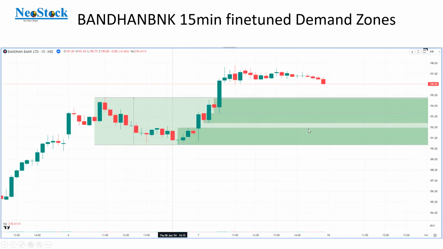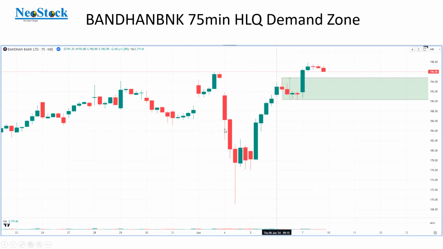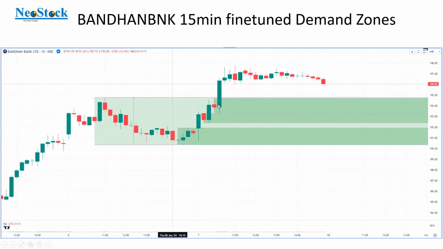And here, this is a 75 minute zone. And here we have three fine-tuned zones. See, rally, base, rally. Another one rally, base, rally. And another one drop, 1, 2, 3, 4 base candles, and again a rally candle. So we have three 15-minute zones there. So interesting stock.